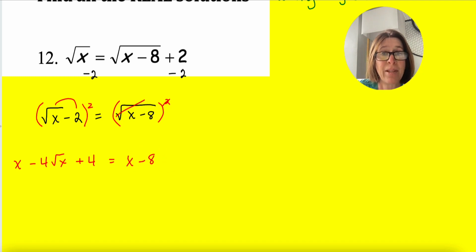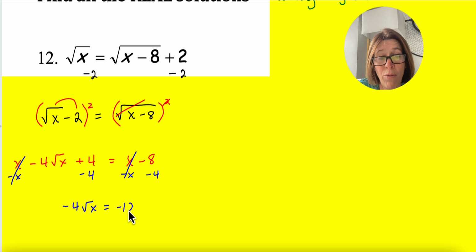On this side, the square is going to undo the radical, and you're going to just be left with x minus 8. Okay, now what happened here is I saw some of you square this. The goal is to isolate the root in these types of equations. You're going to end up squaring twice. So to isolate the root, I subtracted x, and it simplified out. I subtracted 4, and it gave me negative 4 root x equals negative 12. Divide by negative 4. So the square root of x equaled 3.